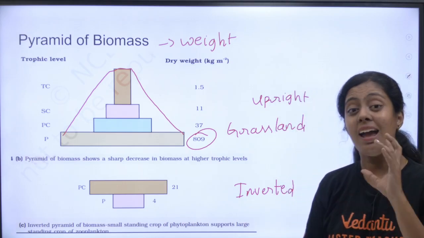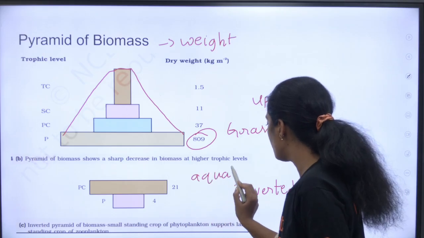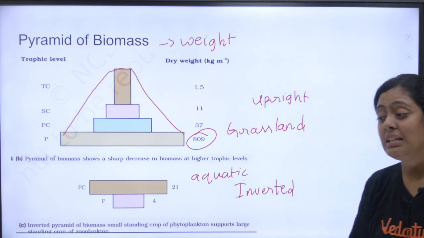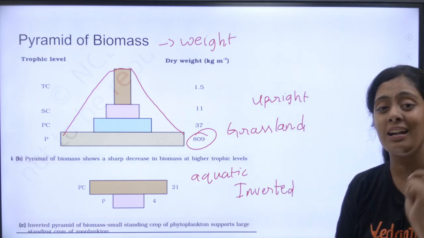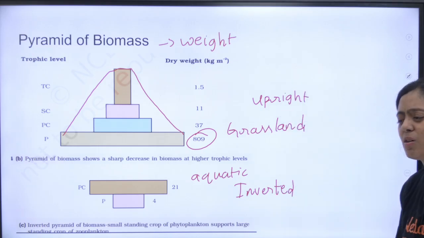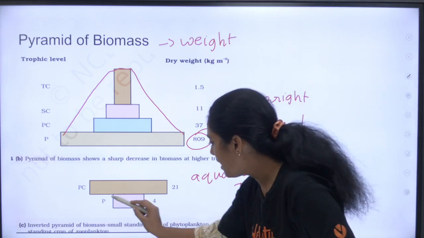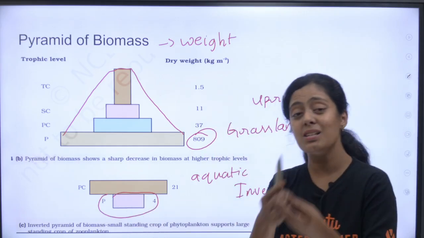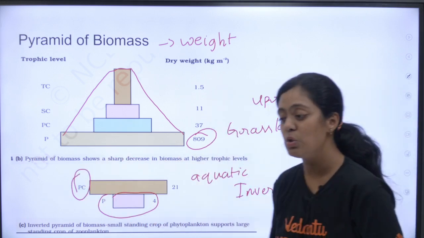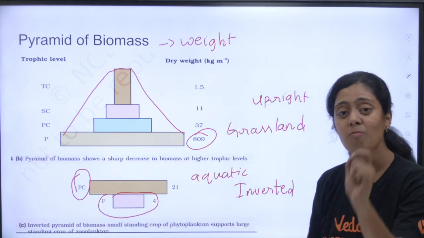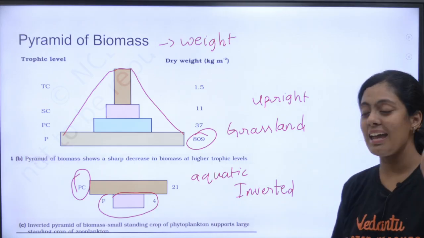Especially in the aquatic ecosystem, this is a very, very important point. Inverted pyramid of biomass, where do you see it? You see it in an aquatic ecosystem. What is happening in the aquatic ecosystem? The plants are very, very few. The producers are very few. The mass of the producers is very small compared to that of the primary consumers. So an example of an inverted pyramid of biomass is the aquatic ecosystem.